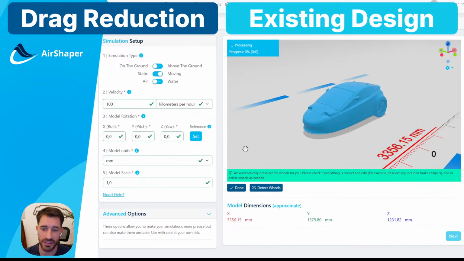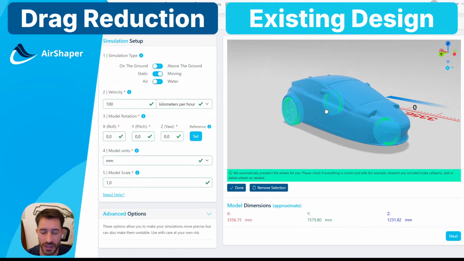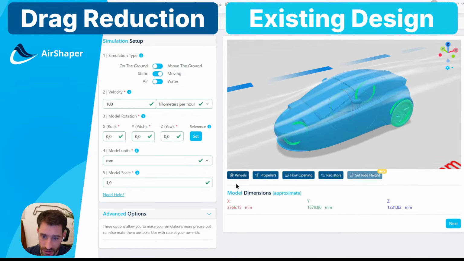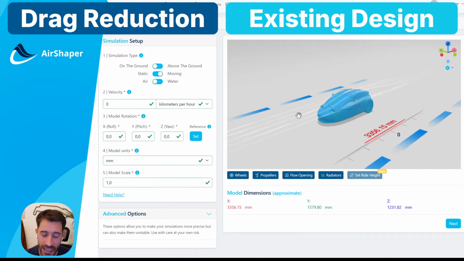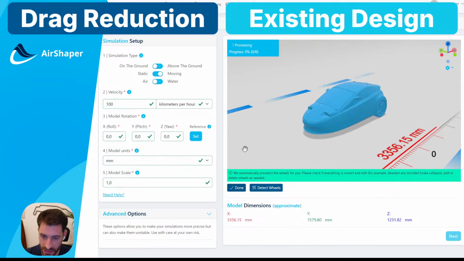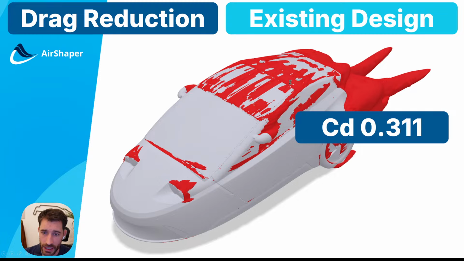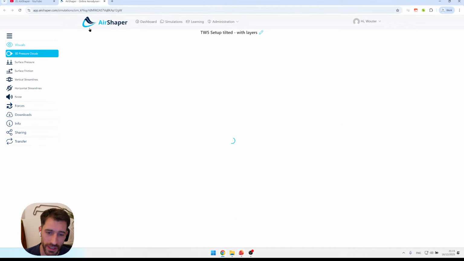That's all done automatically on the platform, and the RPM is set automatically to match the driving speed of the vehicle. So literally, this is it, what you're seeing here. There's nothing else. You just select the accuracy after this, run the simulation, and about 2 hours later, you have your simulation results.